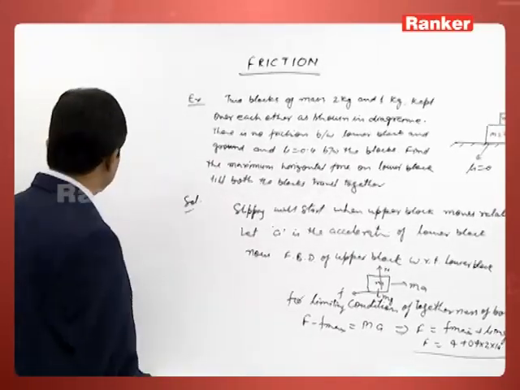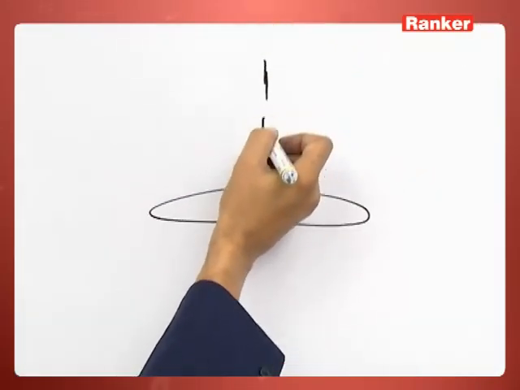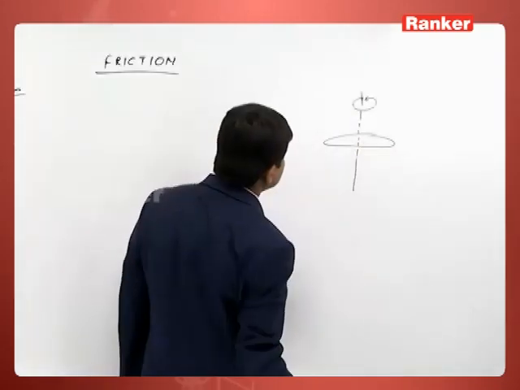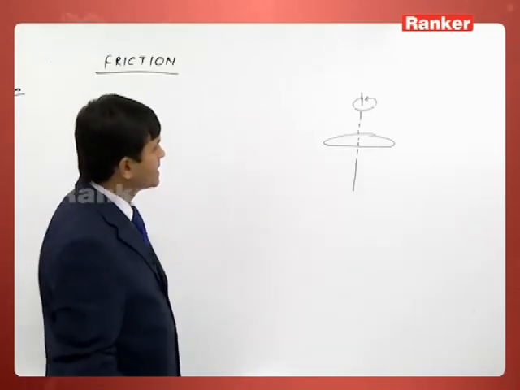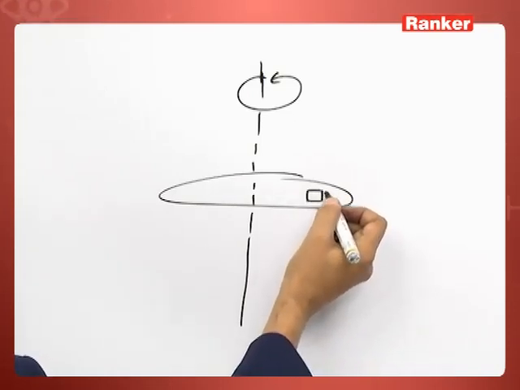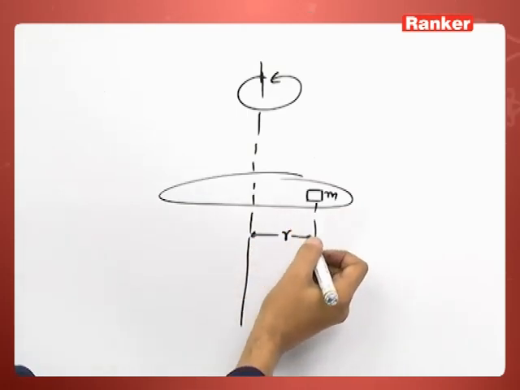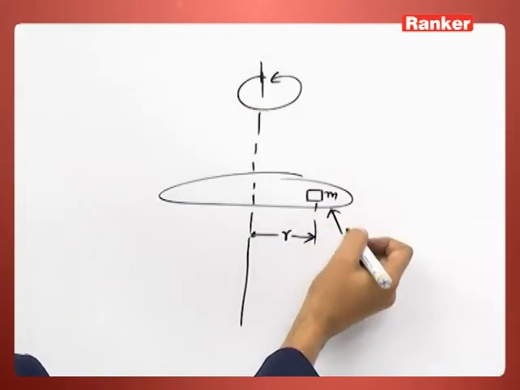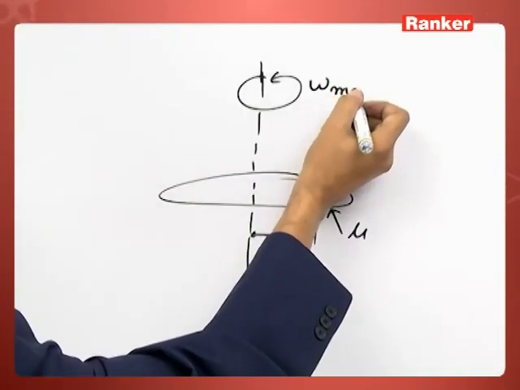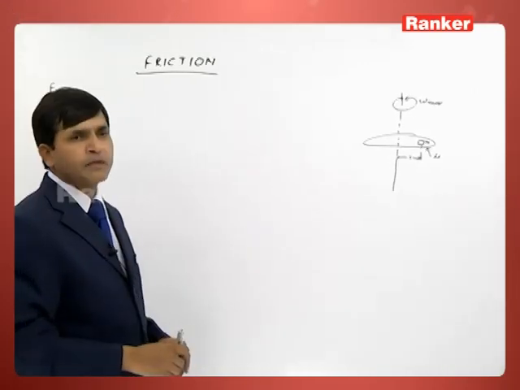Now see another example. Here a disc is given, and this disc is rotating about the axis passing through the center of mass. Let a small particle of mass m be kept at a small distance r, and mu is the friction coefficient between the particle and the disk. Find the maximum value of omega till the particle is not sliding with respect to the disk.